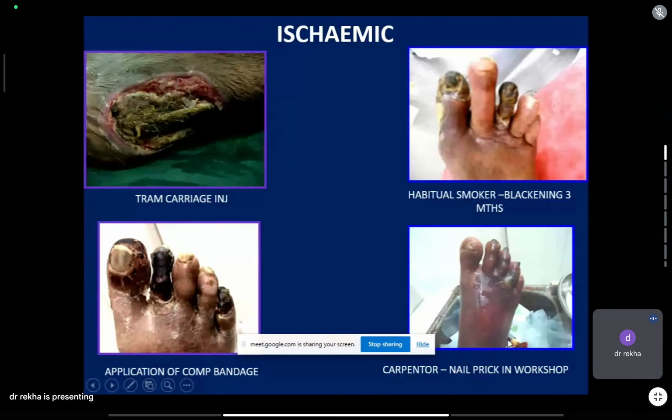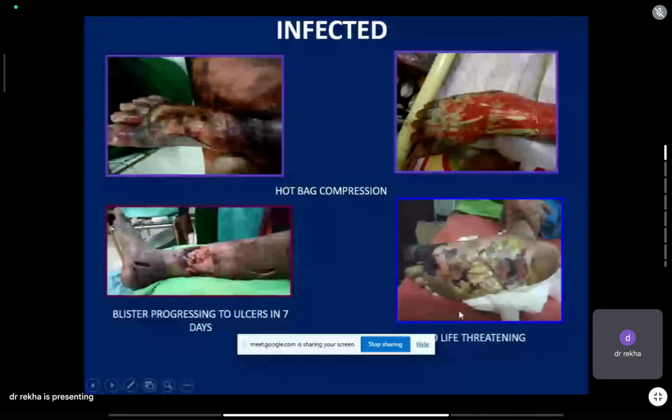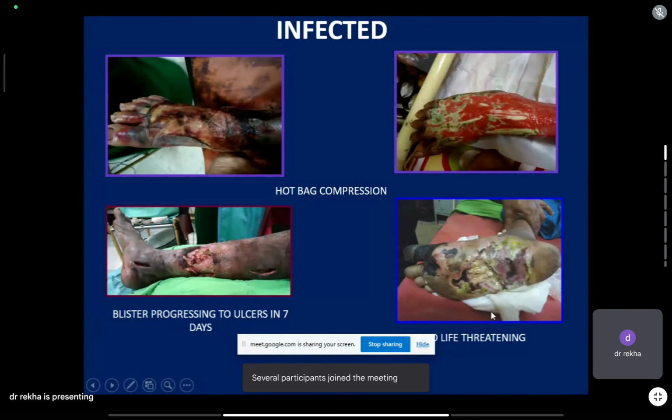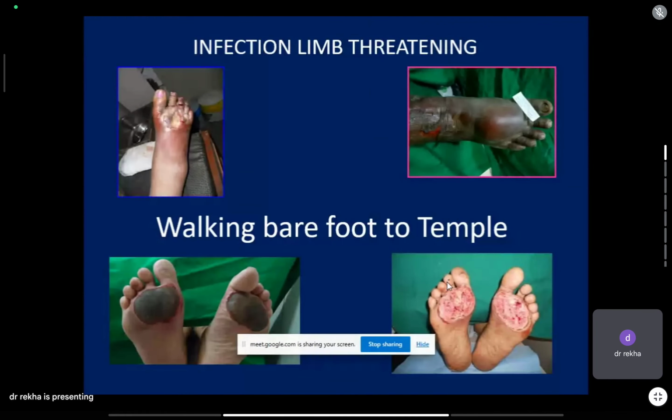So again, this is a patient with a nail prick. The patient is a carpenter, and there was a nail prick in the workshop, followed by this type of injury. So this is an infected case. Again, hot compression with a hot bag was applied, followed by this after debridement. This is the scenario, and this is again an infected case. It only happened in 7 days, and this is a limb to life-threatening diabetic foot infection.